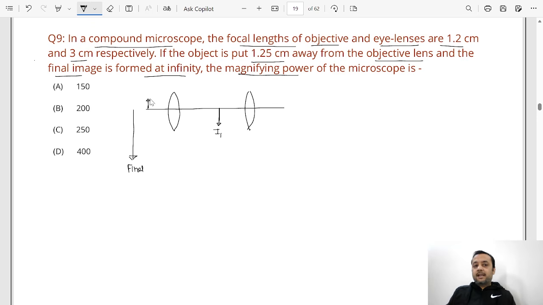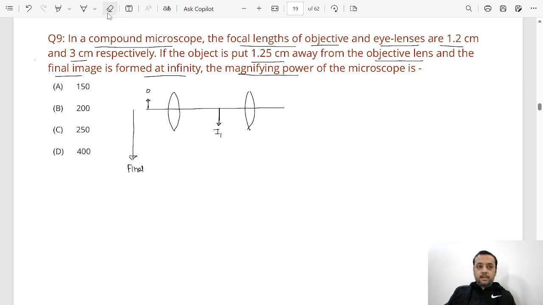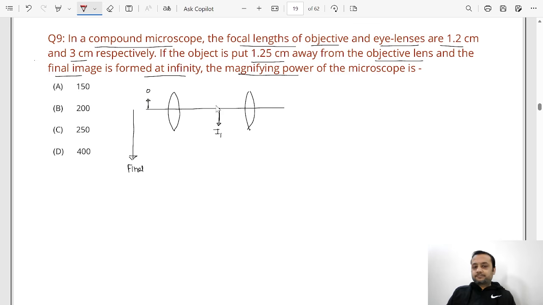Let us say I1, and this is the object. Now look, the idea here is that this is the eyepiece lens, and this is the objective lens, and this is the object. The eyepiece forms the image of this at this location.